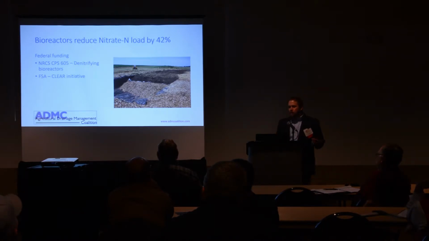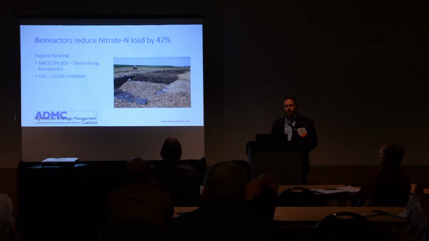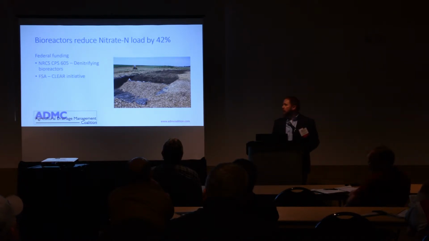So bioreactors in the nutrient reduction strategy have listed as about a 42% load reduction. That might be a little bit on the high side in my opinion. 20 to 40% is probably what I give for this practice on a given year. If we have rains that are nice and well distributed that everybody likes, you're going to get 40 to maybe 60% load reduction from a bioreactor.